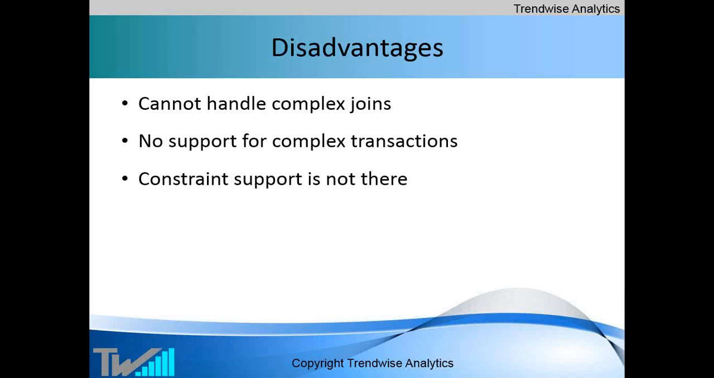What are some of the disadvantages? As I mentioned, these are not a solution to all problems. So there are certain disadvantages of NoSQL databases. They cannot handle complex joins. So if you have to create joins across 2 tables or column families, you need to write that in your code. You need to take care of it as a programmer. And there is no intrinsic support for complex transactions where you need to take care of consistency and all those ACID properties, but you can write your code in such a way that all this is taken care of. And similarly, constraint support is also not there.